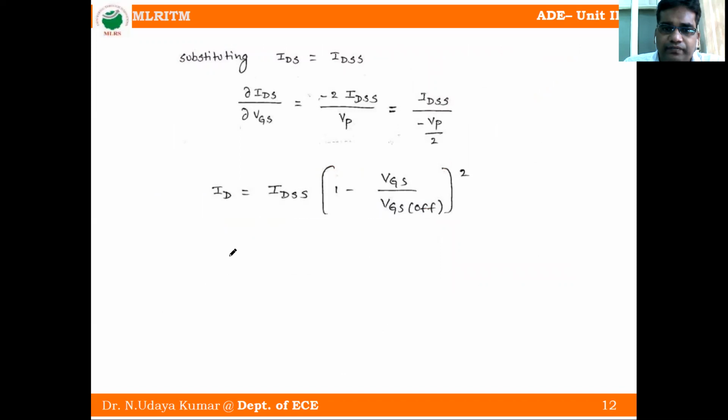From this equation, we can say that ID = IDSS × (1 − VGS/VGS(off)).